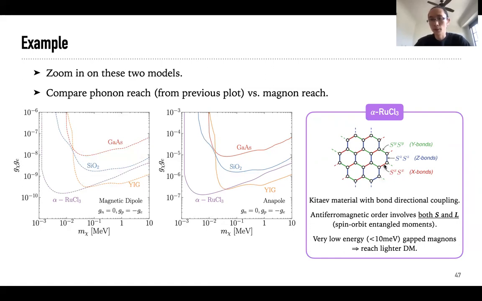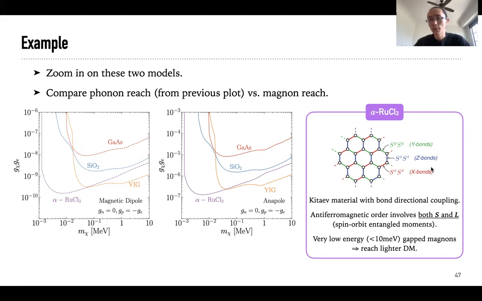So along a red bond, the ionic spins interact only via their X component. And similarly for the green and blue bonds, and these are referred to as X, Y, and Z bonds respectively. And because of this very special feature of the couplings, there are a lot of interesting phenomena on the condensed matter side that have been studied pretty extensively in recent years.